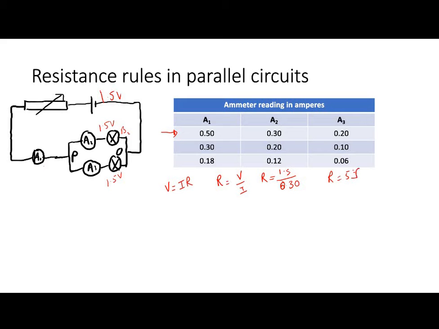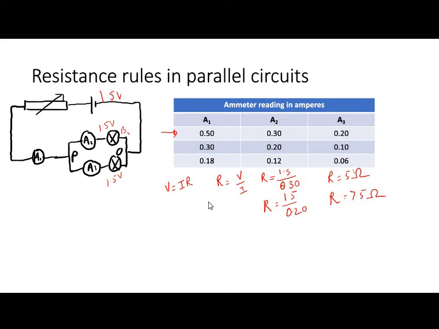Now let's do it for the second bulb as well. So this time we've got 1.5 volts again, and the current this time is 0.2. So this time my resistance is going to be 7.5. So my resistor there is 7.5 ohms.